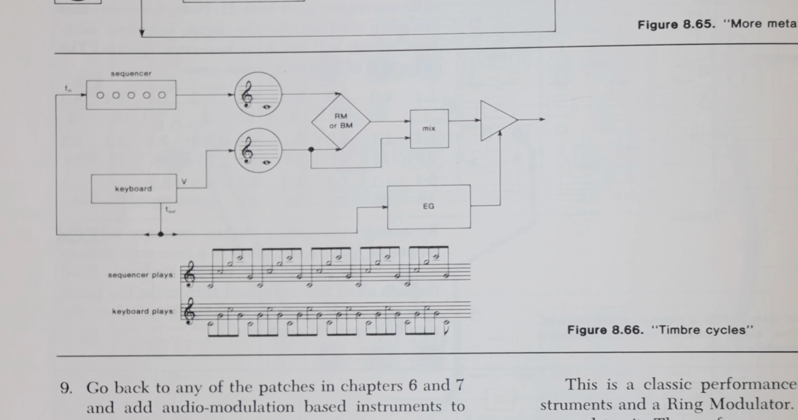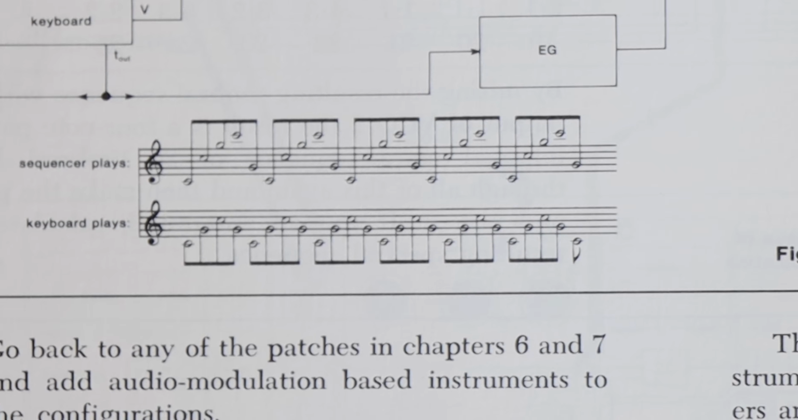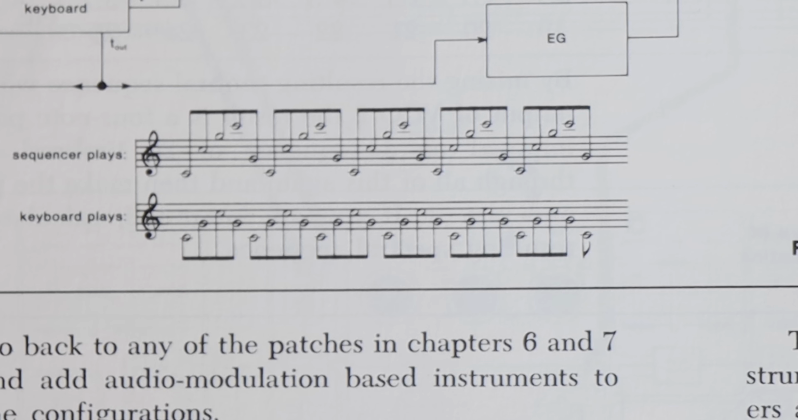Okay, so Strange calls this patch Timbre Cycles. There are two elements to it. The repeating note patterns are different lengths. One is 5 notes, and the other is 4.